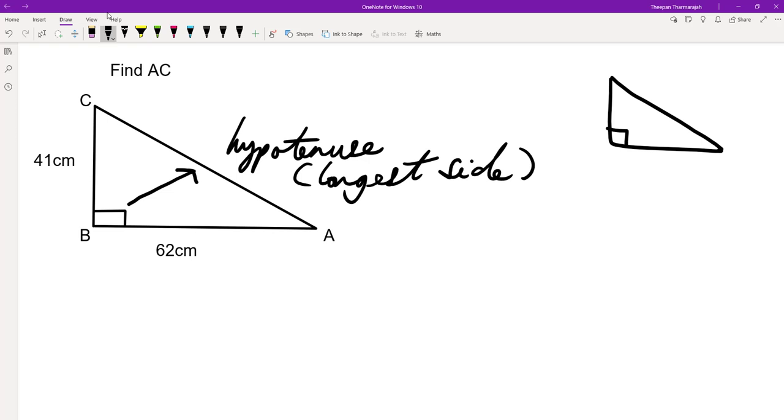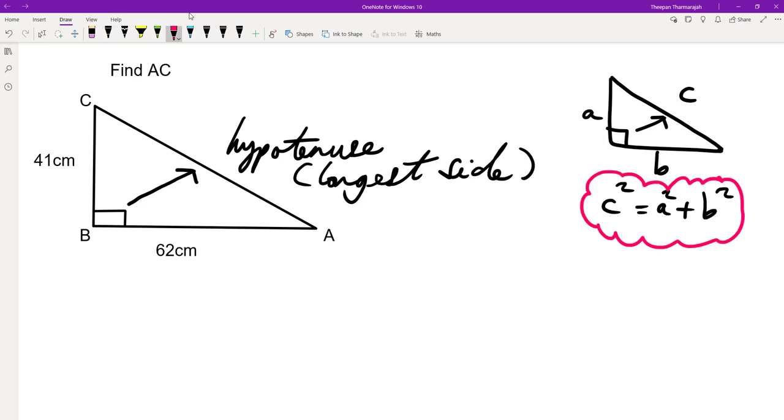So Pythagoras' theorem says that if I have a right angled triangle and I call the side opposite the right angle C, which is denoting the longest side or the hypotenuse, and the other two sides are A and B, then Pythagoras' theorem says that C squared is A squared plus B squared. This relationship is called Pythagoras' theorem. So we could apply it to a question like this.